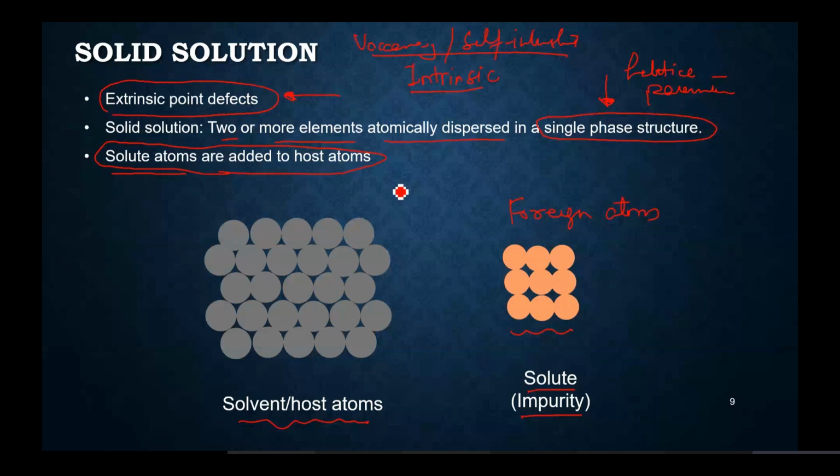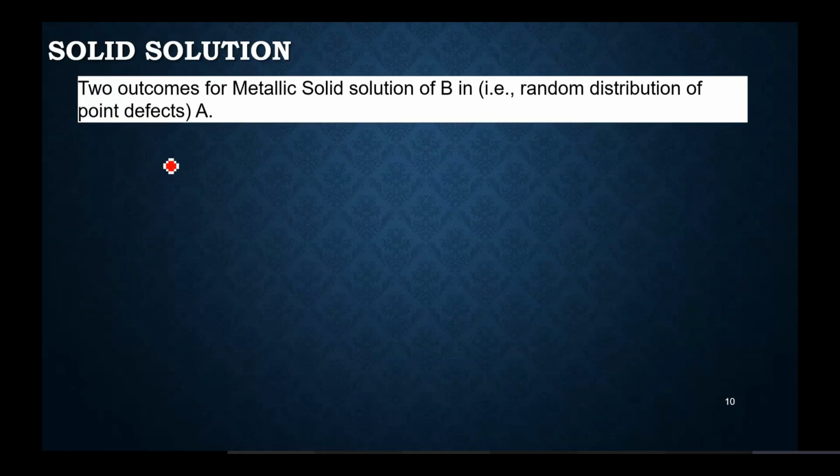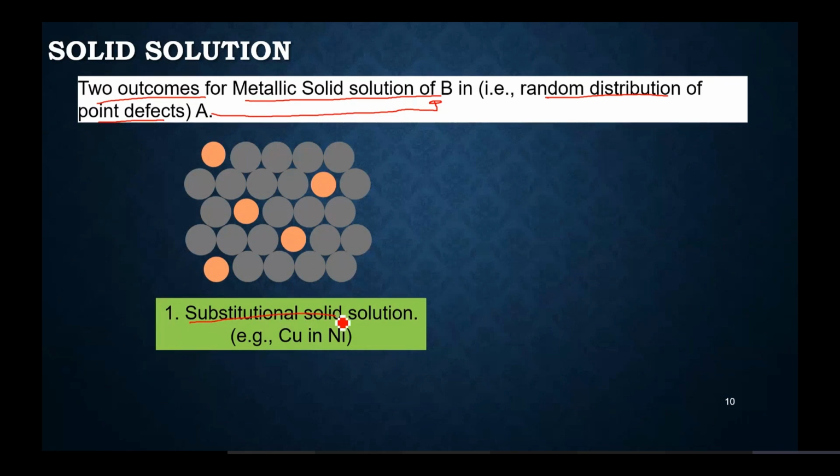Now there are two possibilities in solid solution. It says two outcomes for metallic solid solution of B in A. Solid solution means random distribution of point defects. That means A is distributed in the B matrix randomly. One of the outcomes is substitutional solid solution, for example, copper and nickel. The gray atoms are nickel, and at certain positions, copper atoms have replaced or substituted nickel atoms randomly. This is the substitutional solid solution, where the position of the host atom gets substituted by the foreign atom. For instance, copper and nickel.